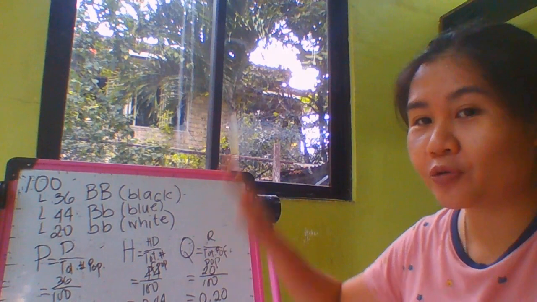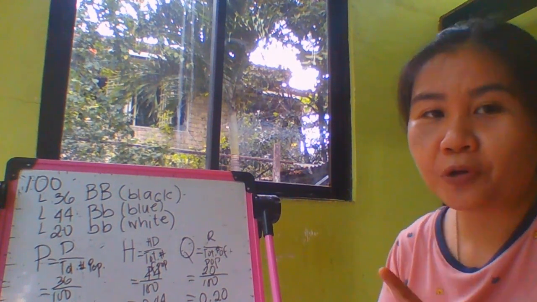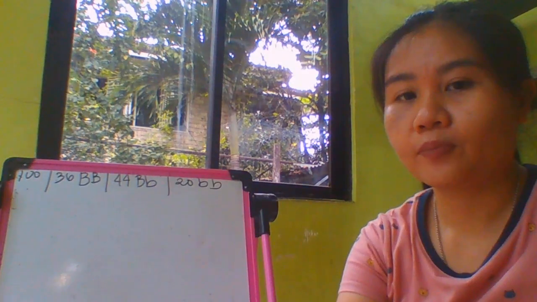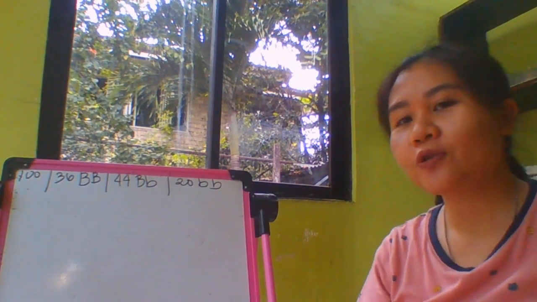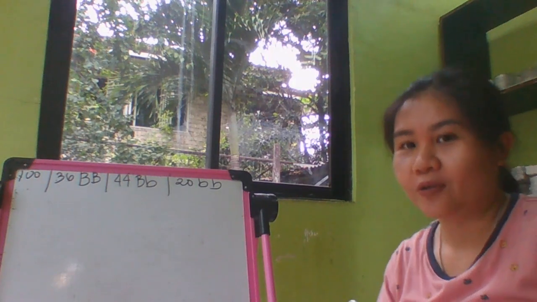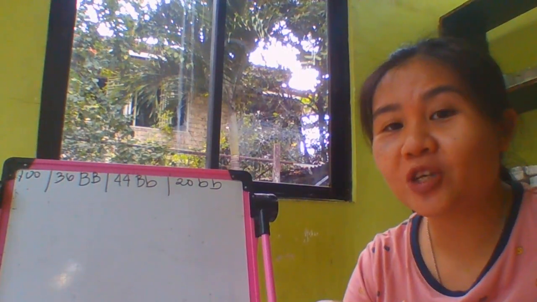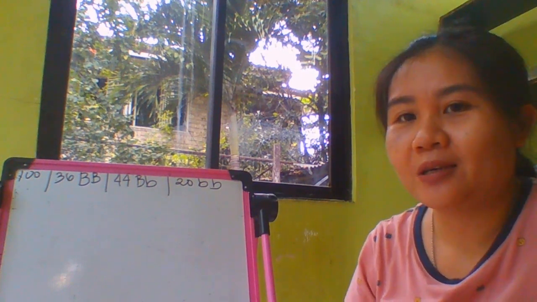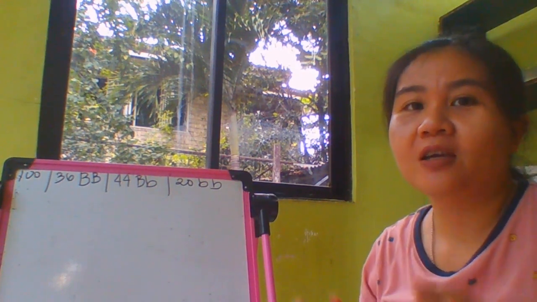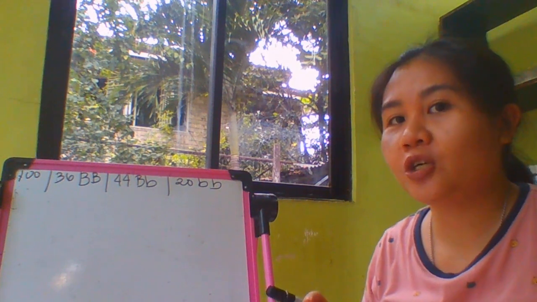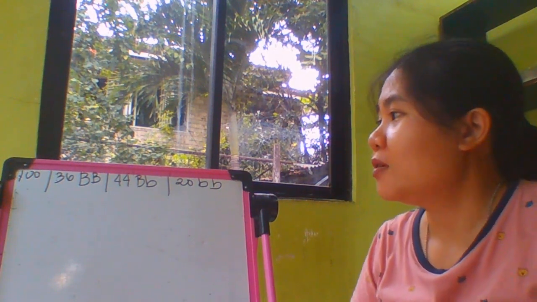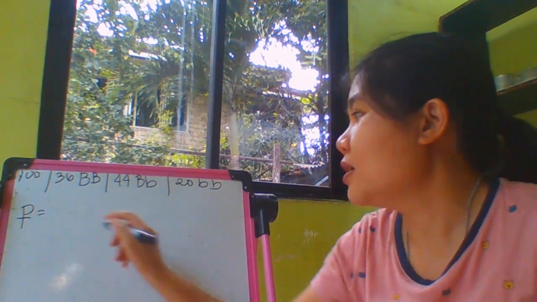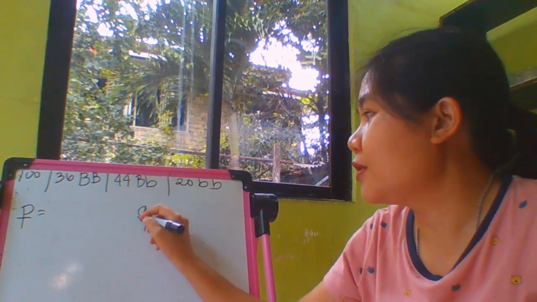After this, I'm going to erase this, and we're going to solve for the gene frequency. We have solved the genotypic frequency a while ago, and now we're going to solve the gene frequency. So instead of having the capital P, H, and Q, for gene frequency, it's small letters. So we have letter p and letter q.